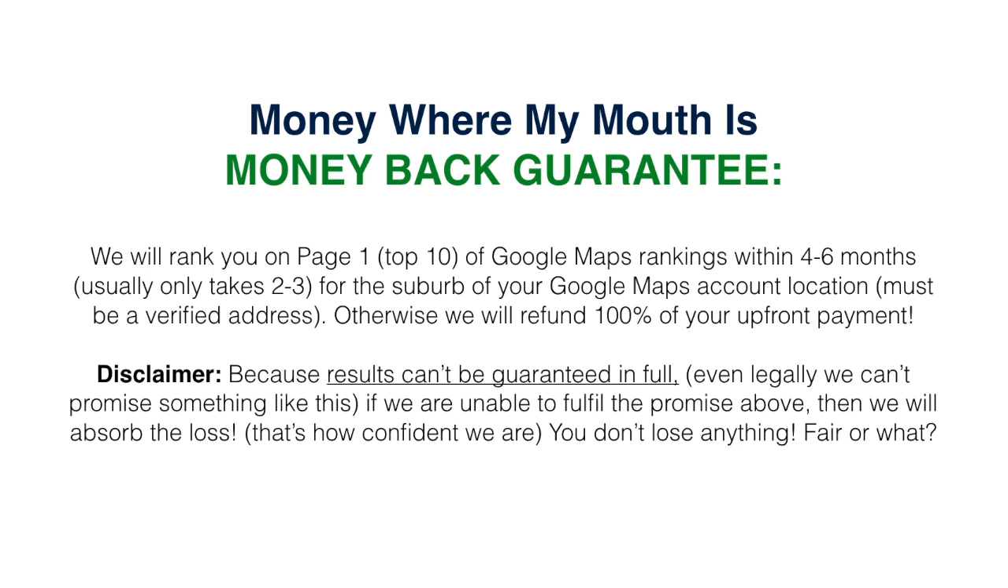We will get you onto page one of the Google Maps rankings for the actual area of your Google Maps account. Otherwise, we'll refund you 100% of your payment, all right? But you're going to give us at least 4 to 6 months. It usually takes 2 to 3 to get those results. But of course, we'll give ourselves a bit of a buffer zone, because if it doesn't happen, we've then got to re-implement all of these additional things and do all this extra work, which then has to take effect. So obviously it's pretty reasonable to allow us that little bit of extra time.